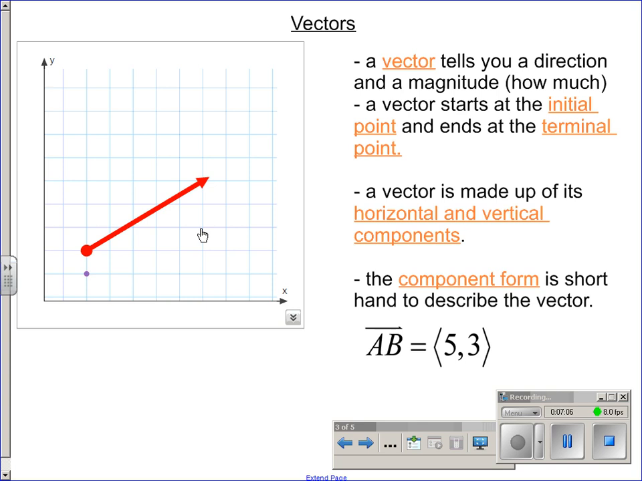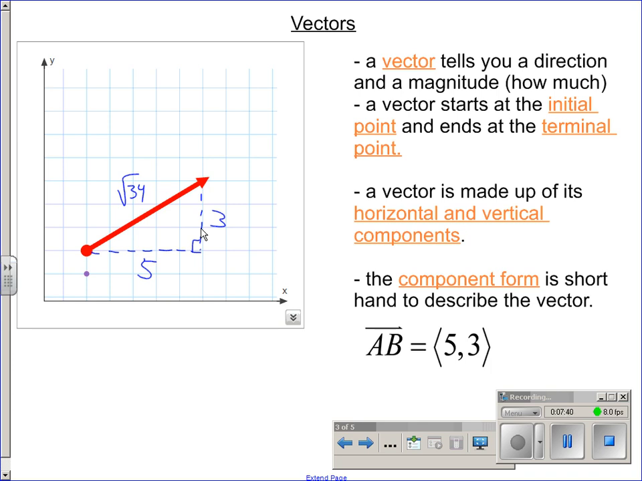A vector is made up of 2 parts: its horizontal component and its vertical component. It's very much like slope. That's essentially what it is. We are going a certain distance in the horizontal, in this case it's 5, and then a certain distance in the vertical direction, in this case it's 3. It's also a way to tell us distance. We just do the Pythagorean theorem. 5 squared plus 3 squared is going to be the square root of 34. So that's how far this object would be shifted if we were using that vector.